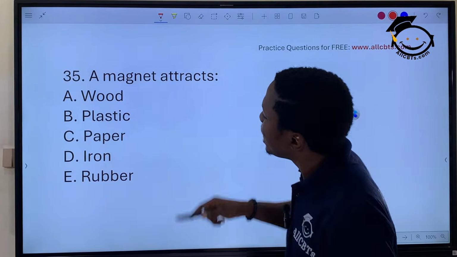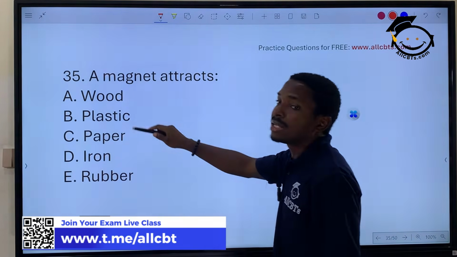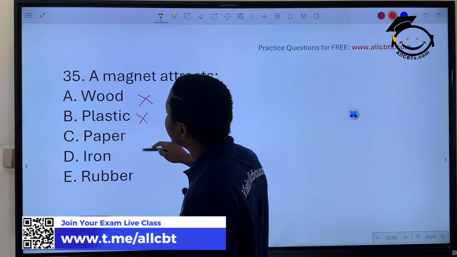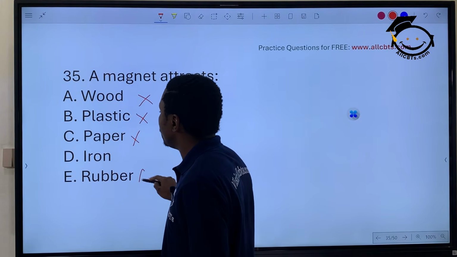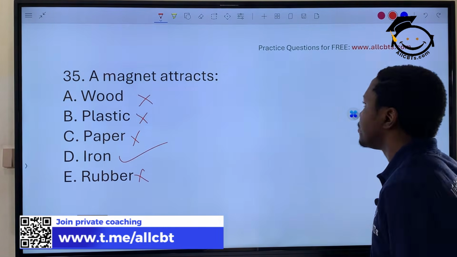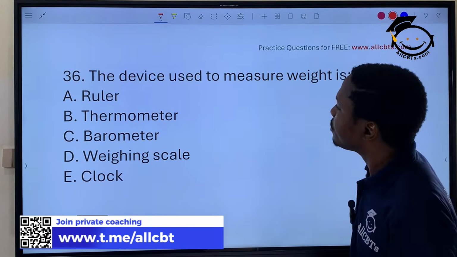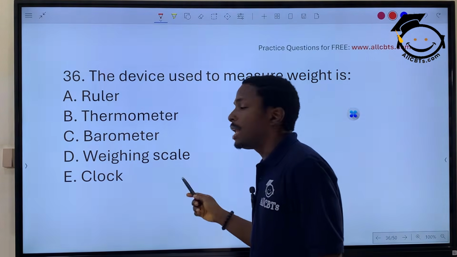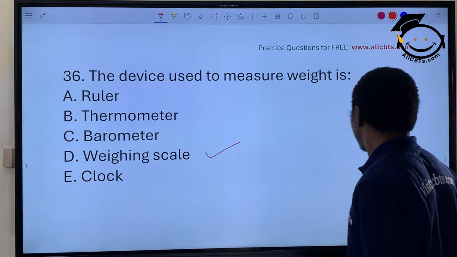35. A magnet will attract which of these? Can a magnet attract wood? No. Can it attract plastic? No. Can it attract paper? No. What about rubber? No. It will only attract iron or some other metals. 36. The device that we use to measure weight is what? I mentioned this earlier. Weighing scale.